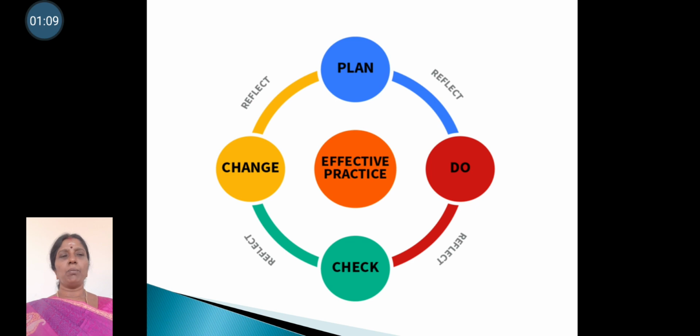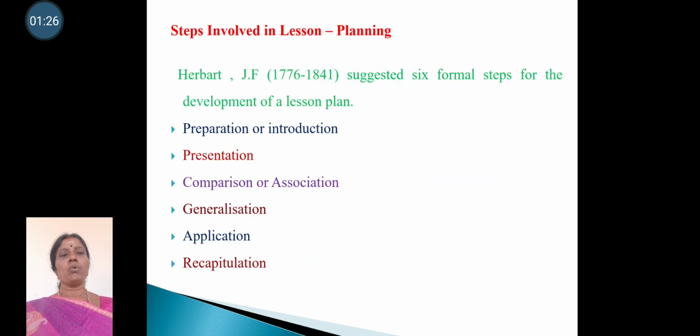So here we have to plan first, then we have to do it in the classroom, then we verify the evaluation, then we can change it, then again we have to plan. So it's a cycle, and in the whole process we have reflection. Now we'll see the steps involved in the lesson plan preparation. Herbart suggested six formal steps for the development of the lesson plan. The first one is preparation, second is presentation, third is comparison or association, fourth is generalization, fifth is application, and sixth is recapitulation.